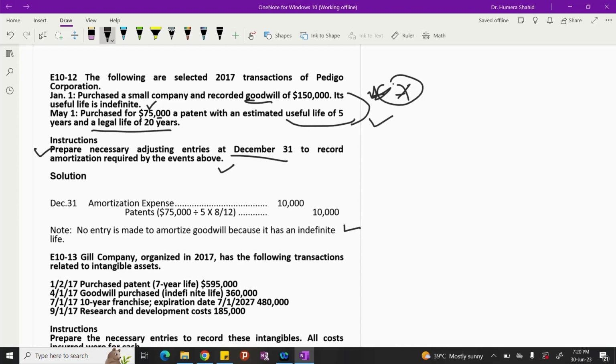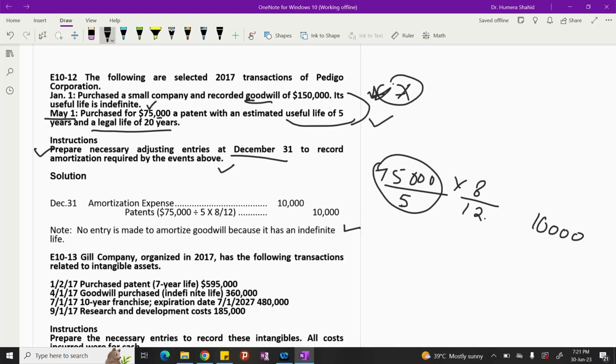The full annual amortization, first let's calculate that. 75,000 divided by 5, right? But we need partial. Why partial? Because we purchased it on May 1st. So from May 1st till December 31st, it stayed with us. So how many months? 8 by 12. In this way, I get an answer of 10,000. So amortization expense gets debit, patent gets credit, 10,000 and 10,000.